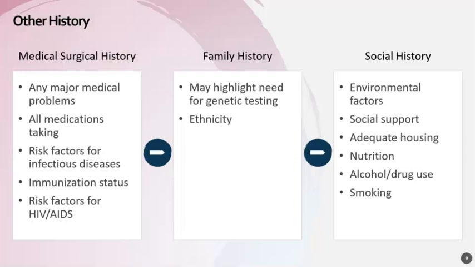And then you also want to take a social history. So this focuses on the environmental factors that may influence the pregnancy. Things such as social support, adequate housing and nutrition, alcohol, smoking, drug use, or exposure to those things.